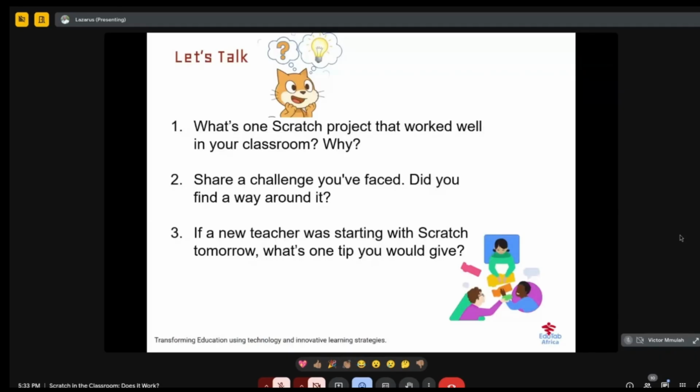Okay, and maybe I might have missed it. Is there a tip that you could give someone who is new to Scratch, a teacher who'd like to start using Scratch, let's say tomorrow? What's one tip you'd give them?